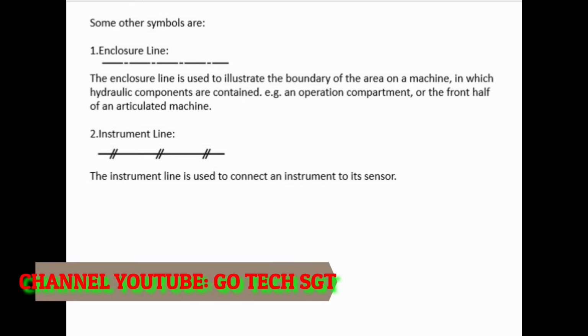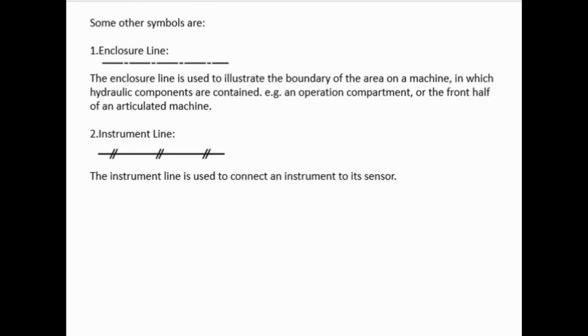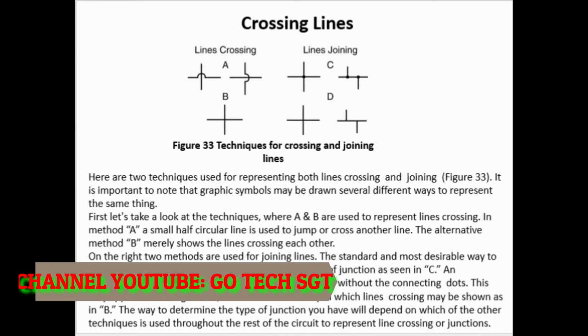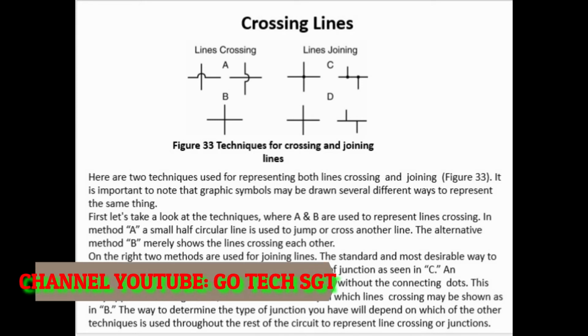1. Enclosure line. The enclosure line is used to illustrate the boundary of the area of a machine in which hydraulic components are contained, e.g., an operation compartment or the front half of an articulated machine. 2. Instrument line. The instrument line is used to connect an instrument to its sensor. Crossing lines. Here are 2 techniques used for representing both lines crossing and joining.